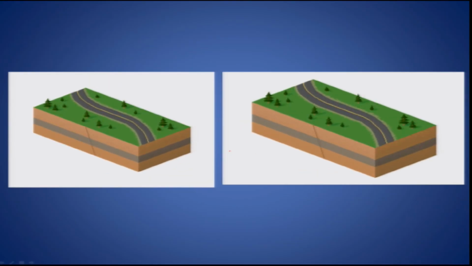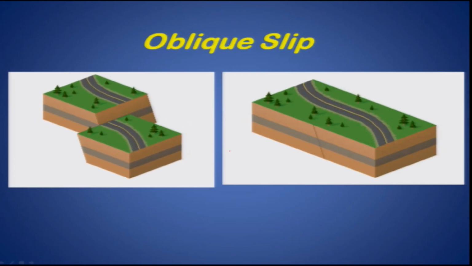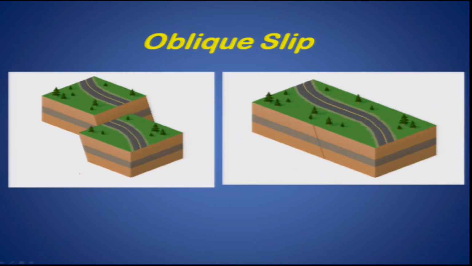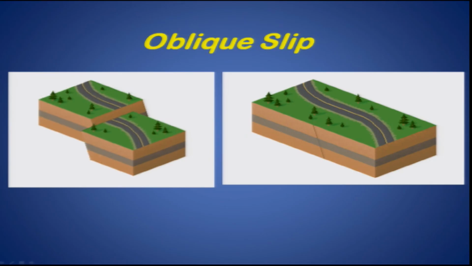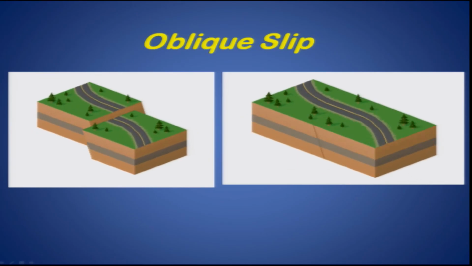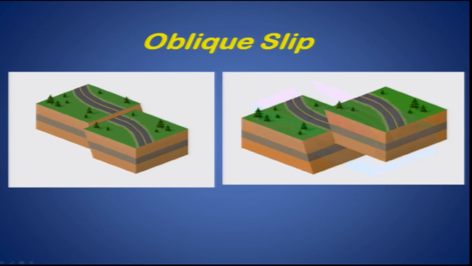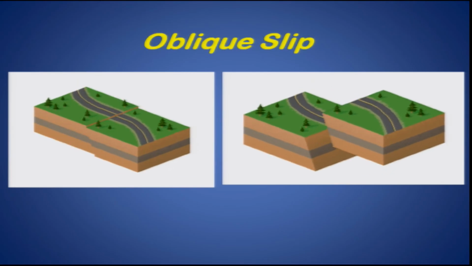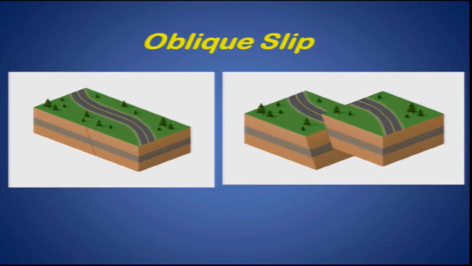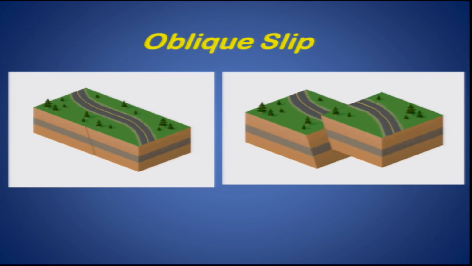Now this one has two different components, and the combination of those two components we can see here, and these are termed oblique slip faults. On the left-hand side, there is a slip along the strike and also a slip along the dip component, whereas here again it is slipping along the strike, and you have a reverse component, the block is moving up.